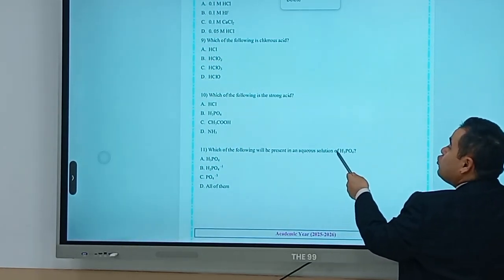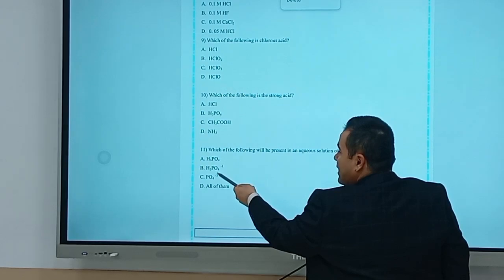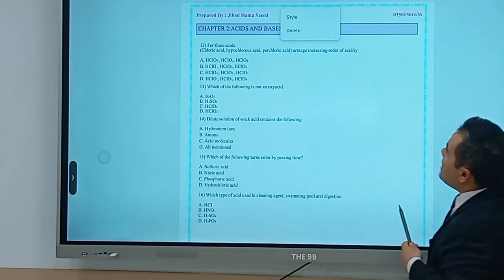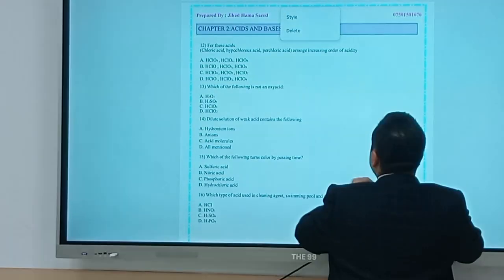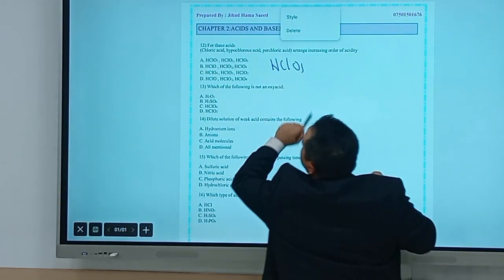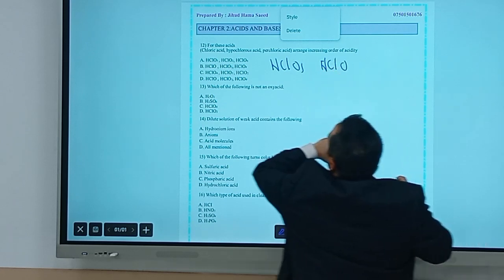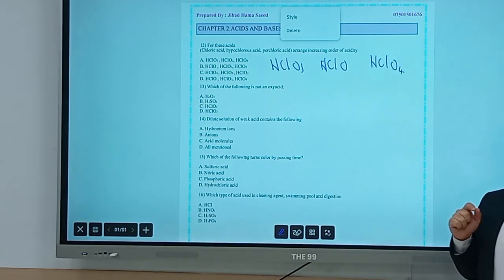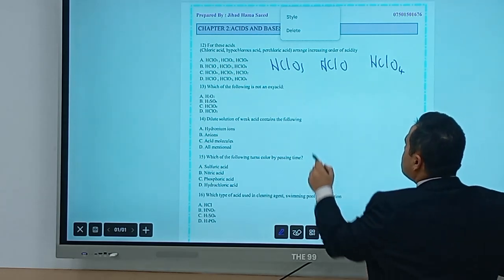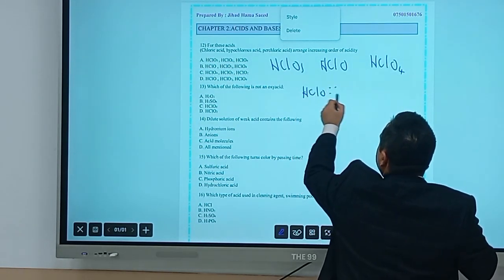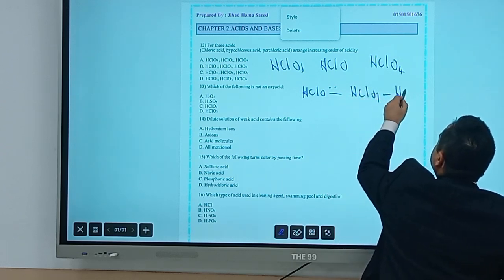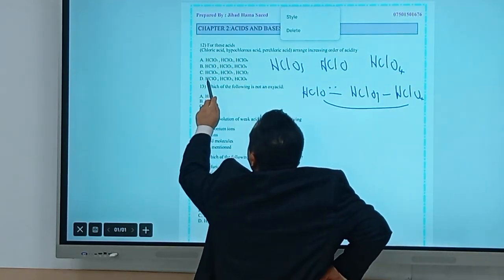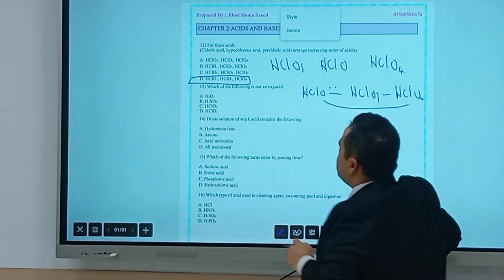Which of the following will be present in an aqueous solution of H3PO4? H3PO4 itself, H2PO4 negative, PO4 negative 3, all of them? Of course, all of them exist in the solution, guys. For these acids: chloric acid, HClO3, hypochlorous acid, HClO, and perchloric acid, HClO4. Arrange in increasing order of acidity. Increasing order means from the least to the highest. So it will be HClO, then HClO3, and then HClO4, according to the oxygens. So which one is the correct one? HClO, HClO3, HClO4. D is the correct answer.